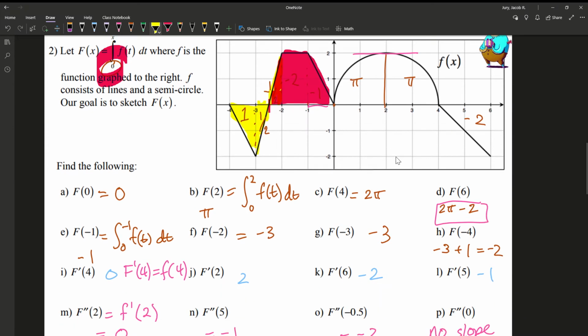Here, I've written out my work for this section. The toughest question on here for A through H is probably going to be something like D. If you're adding the total area of something from 0 to 6, so we're actually integrating from 0 to 6, that's what capital F of 6 means.